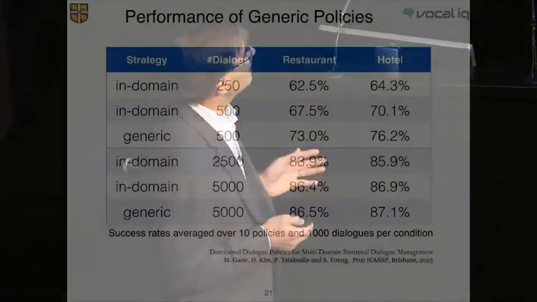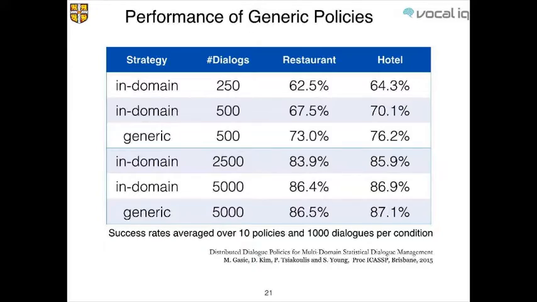And what we find is I think the results are really quite interesting. So first of all, what's this table showing you? We'll just focus for the minute on the in-domain and the generic, the first and the third line.